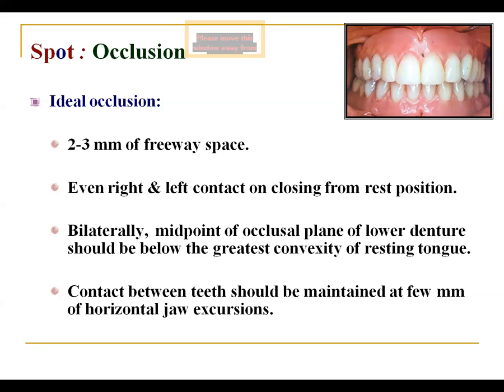There should be even right and left contact on closing from the rest position. Bilaterally, the midpoint of the occlusal plane of the lower denture should be below the greatest convexity of the resting tongue. And the contact between teeth should be maintained at a few millimeters of horizontal jaw excursions. So as far as ideal occlusion is concerned, these four to five facts should be in your mind.